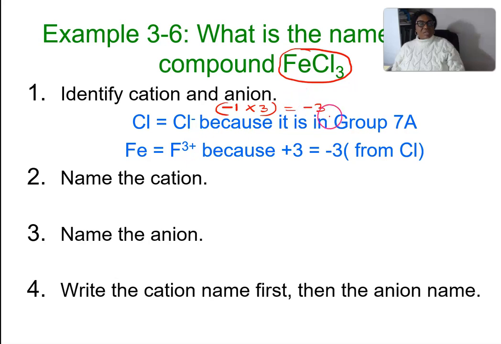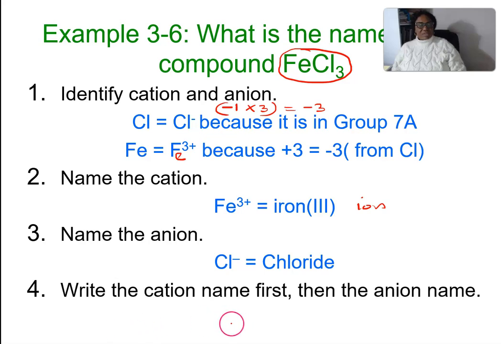So when you get the total positive charge, then you look at the cations, how many atoms are there, and you divide the total positive charge by the number of cations. In this case, we have just one, so Fe is +3. So the name of the cation is iron 3, and the name of the anion is chloride. So the name of the compound is iron 3 chloride.